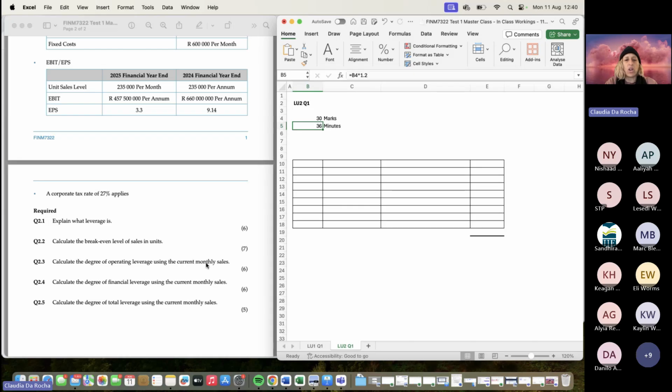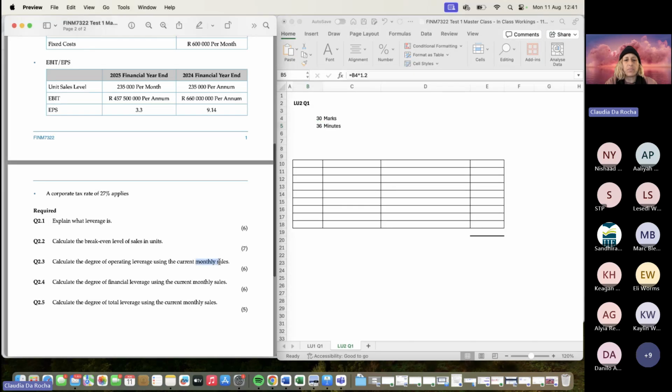And what's critical is that they're asking us for the monthly sales. Okay, they're not asking us for per annum sales. They're only asking us for the monthly ones. So that's what's really, really, really important. Otherwise, we are going to be calculating incorrect things in this question. All right, so let's go through the information and let's see how we would answer.